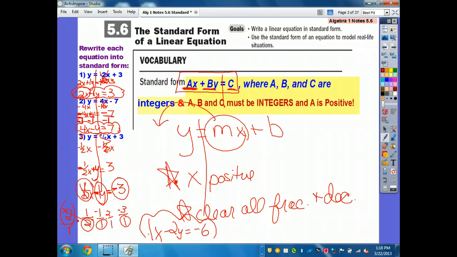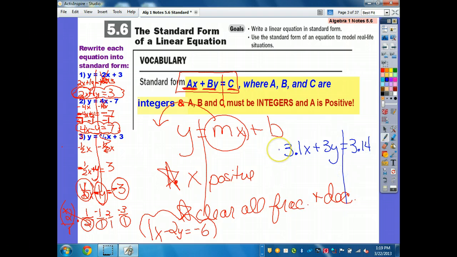If that was a little too fast, we'll have another practice. But let me just throw one more example out here with a decimal. What if I end up in standard form? 3.1x plus 3y equals 3.14. I can't have decimals.